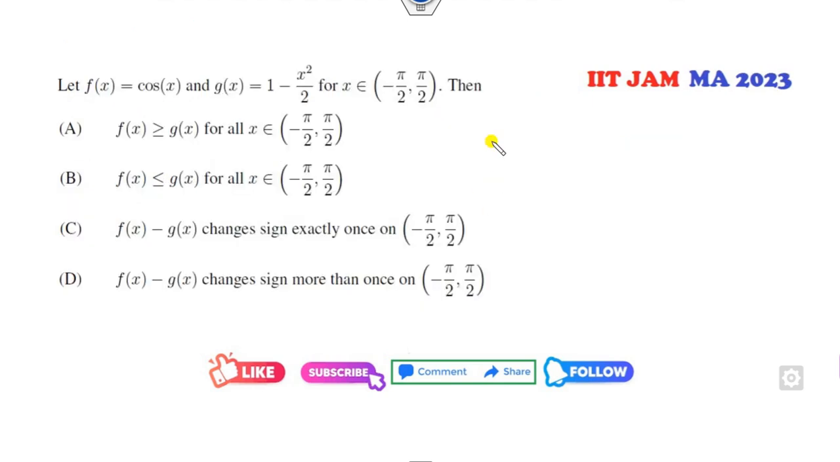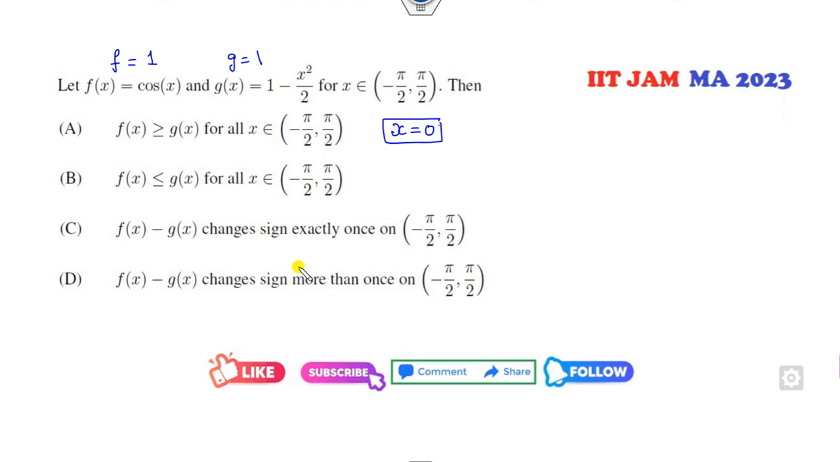Okay, look at this one. f(x) is greater than g(x) for some x. Again, you can choose any number in between them. Say x is 0. Fine. So what is f(x)? Cos 0 is 1. This is also 1. So both are the same, so we can't say anything about that.